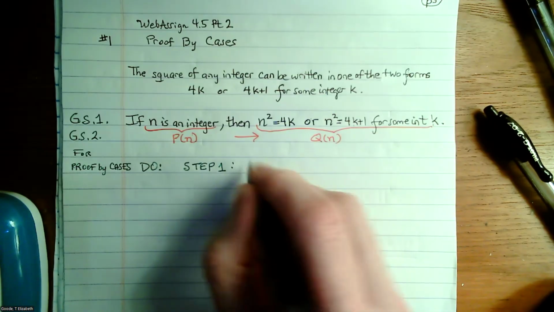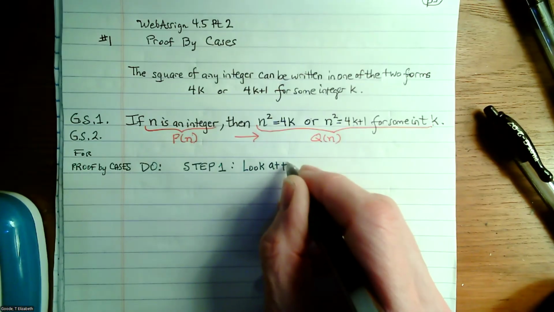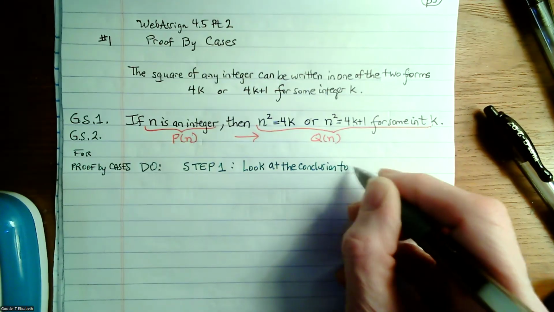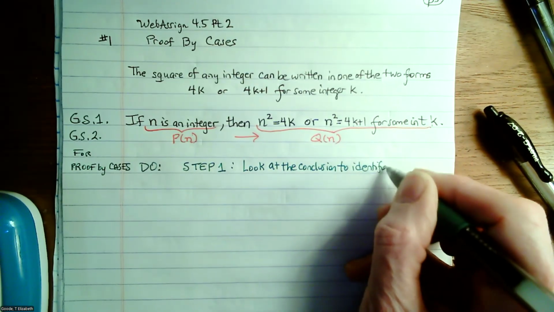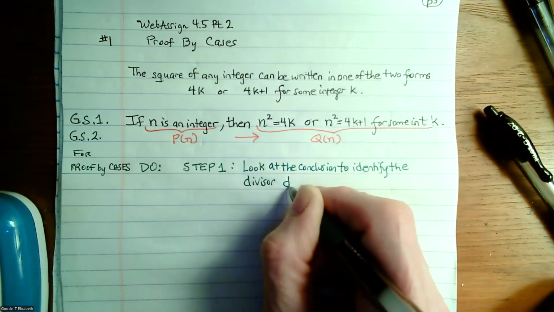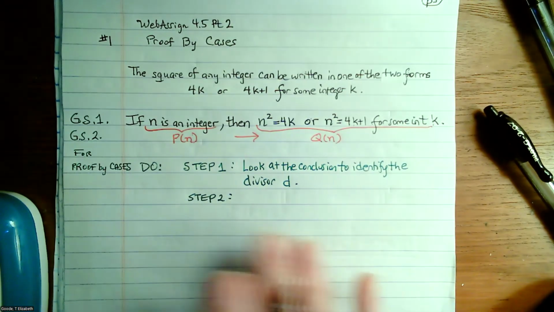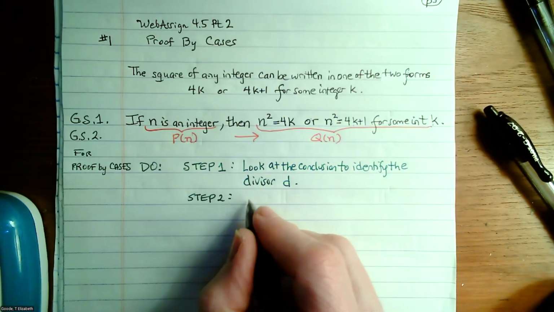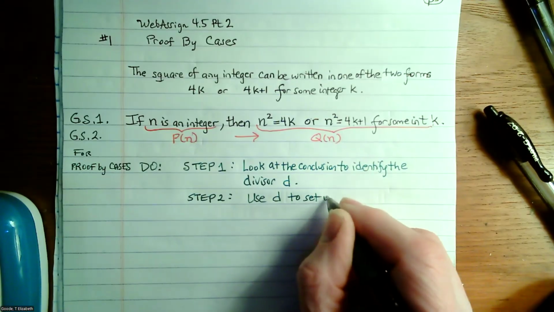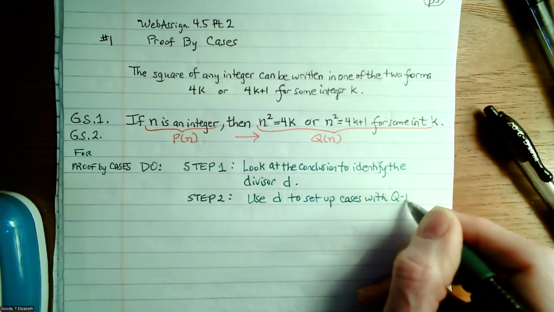So step one is look at the conclusion to identify the divisor D. And then step two, what we have seen so far, and that's what makes this one interesting, is use D to set up cases with the Q-R theorem.